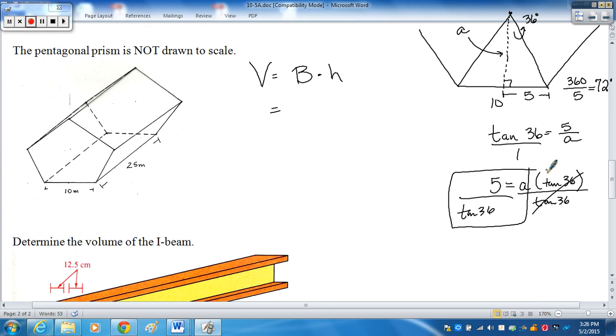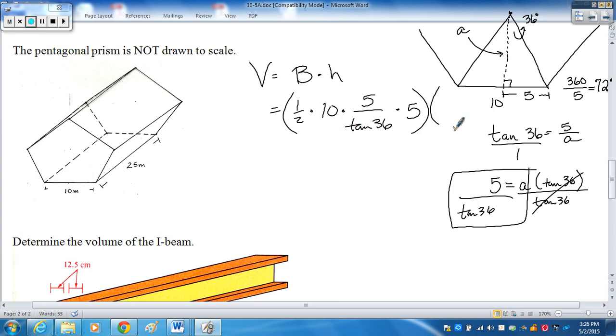Okay. So as we plug this in, the area of the base will be 1/2 times the base, which is 10, the whole base of the triangle or the base edge of the pentagonal prism, times the height of the triangle, which is this, 5 divided by the tangent of 36. Okay? And that's the area of the triangle. Now I'm going to multiply the area of that triangle by 5, and that will be the area of my base. That's the area of the pentagon.